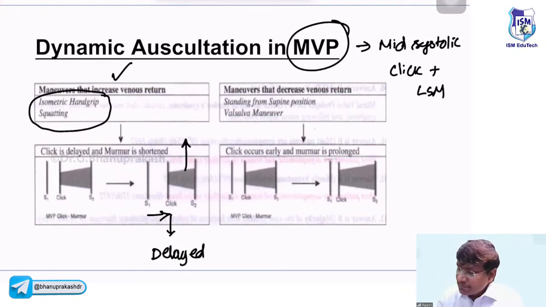Whereas you take exactly the opposite, that is, maneuvers which will decrease the venous return. What are the maneuvers which decrease the venous return, like supine position and Valsalva? So here, the click will be early, right? And the murmur will be prolonged.